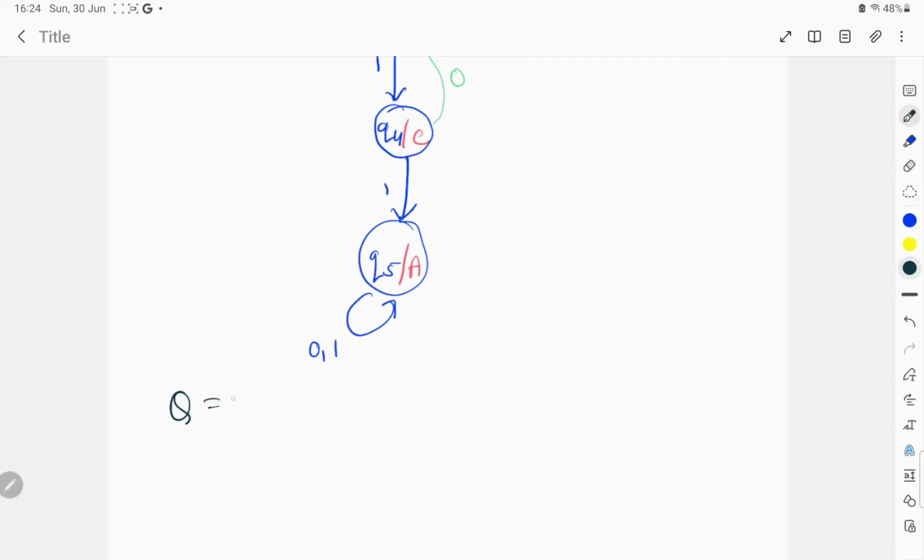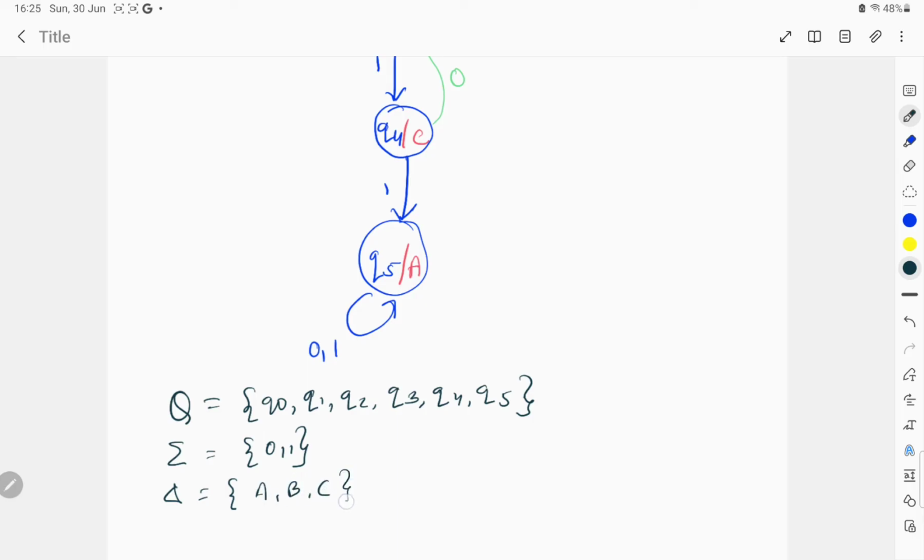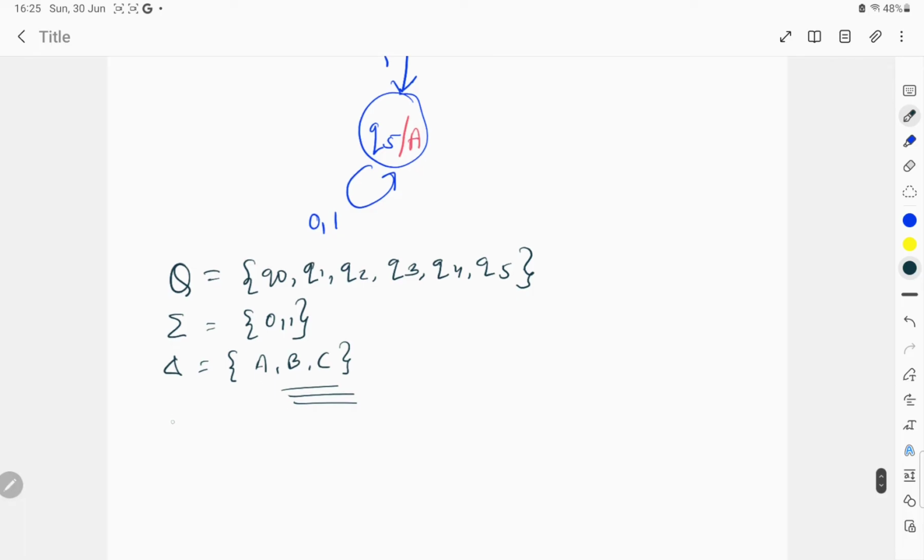Now I can say capital Q is a set of all the states, right? So what is the set of all the states? Till Q5. So I can say Q0, Q1, Q2, Q3, Q4, Q5. What is sigma? Input symbols 0, 1. What is delta? We have already written up A, B and C. What is A, what is B, what is C, that you have to write. Then we have this delta, which is nothing but a transition function. Q cross sigma gives Q.